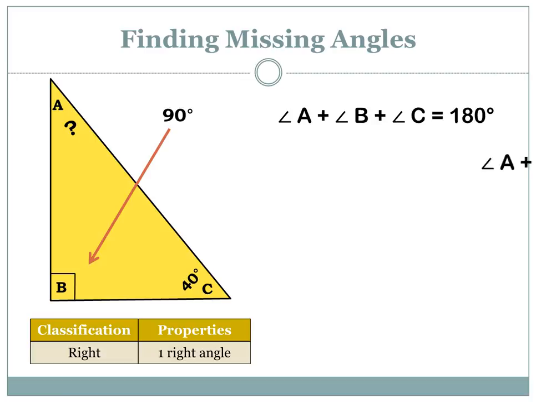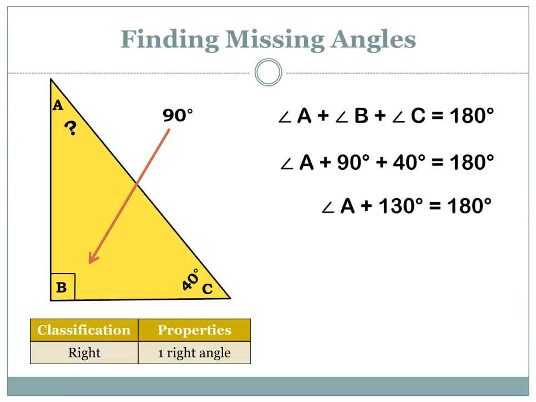You can begin by adding up the known angles of 90 and 40 degrees for a total of 130 degrees. Think, how many more degrees do I need to reach 180 degrees? You can quickly calculate this by subtracting 130 degrees from 180 degrees. The result is 50 degrees. This means that the missing angle A measures 50 degrees.